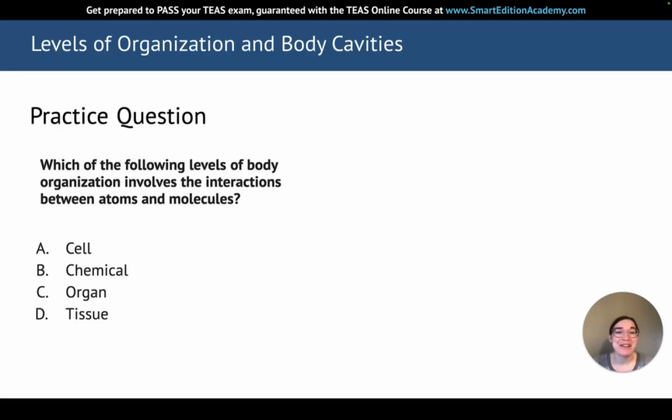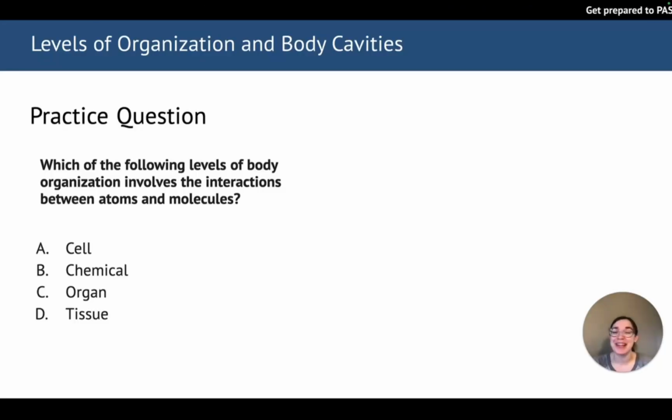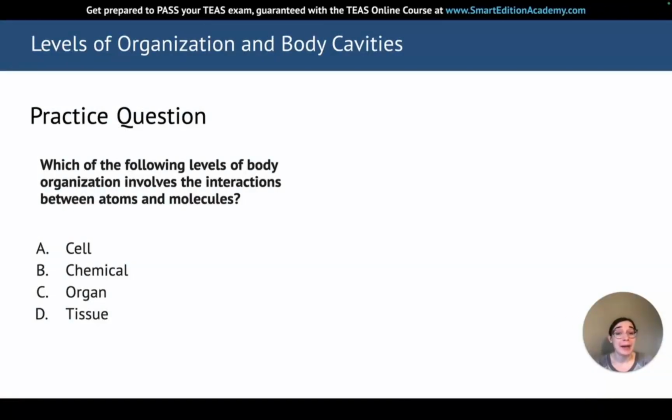All right, so let's go through some practice questions. I know that was a lot of information and a lot of terms, so let's reinforce some of what we've just learned with these practice questions. Which of the following levels of body organization involves the interactions between atoms and molecules? Is it A, the cellular level? Is it B, the chemical level? Is it C, the level of organs? Or is it D, the level of tissues?